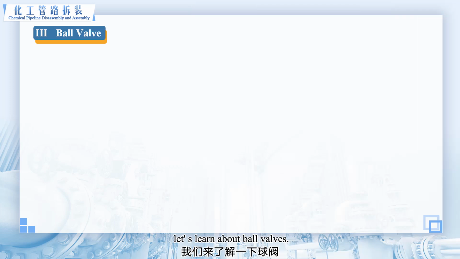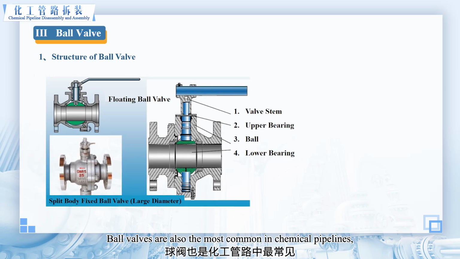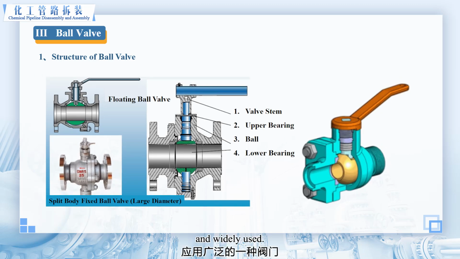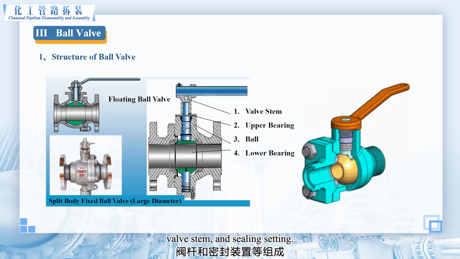Finally, let's learn about ball valves. Ball valves are also very common in chemical pipelines and widely used. The structure of ball valves mainly includes a valve body, ball, valve stem, and sealing setting. The valve body provides installation space for the ball. The ball is the key component of the ball valve.